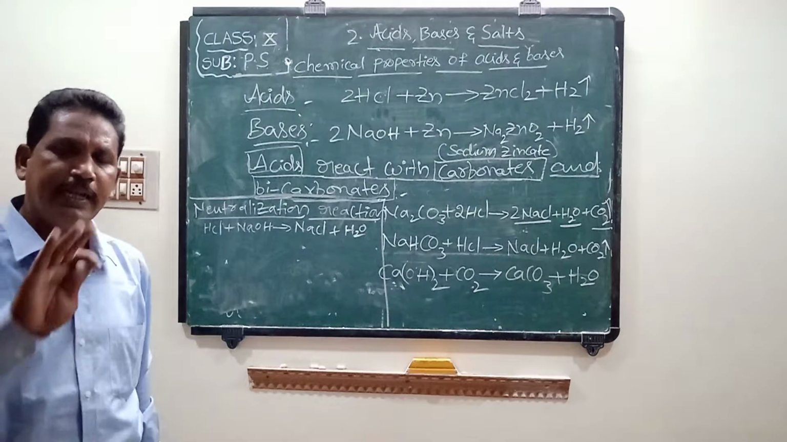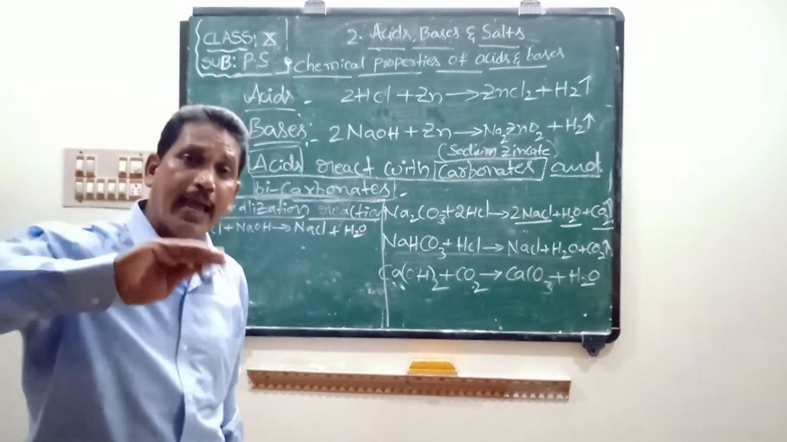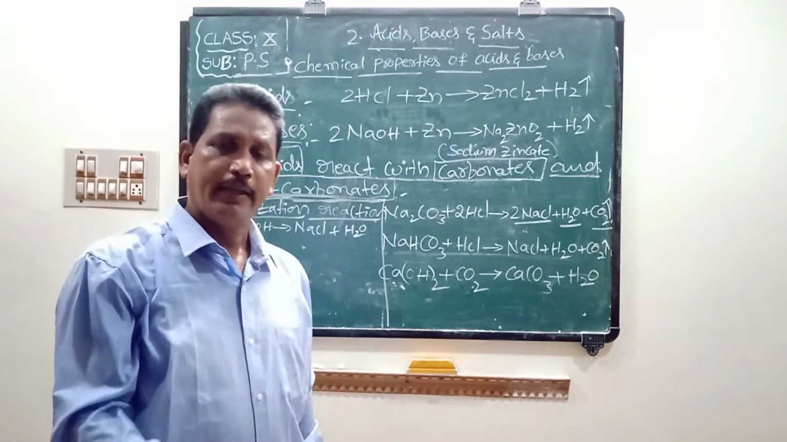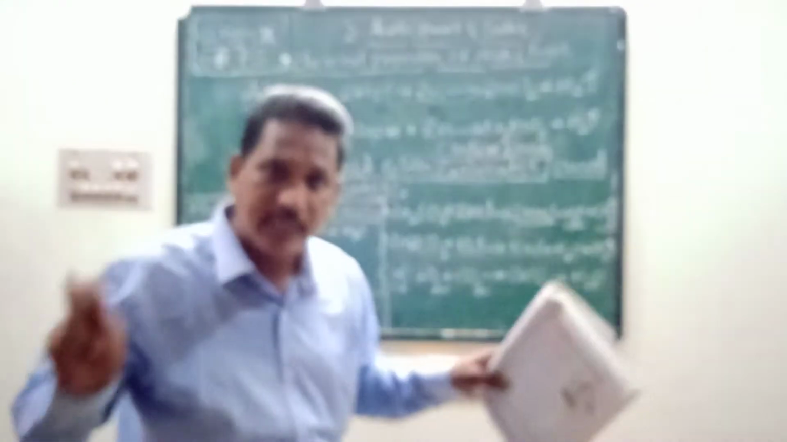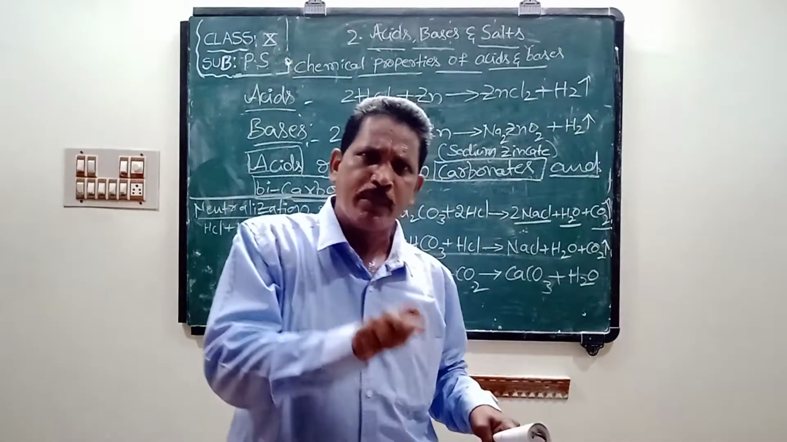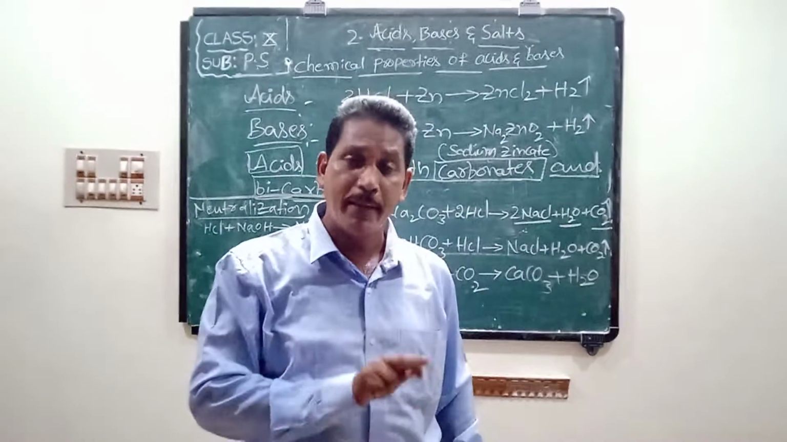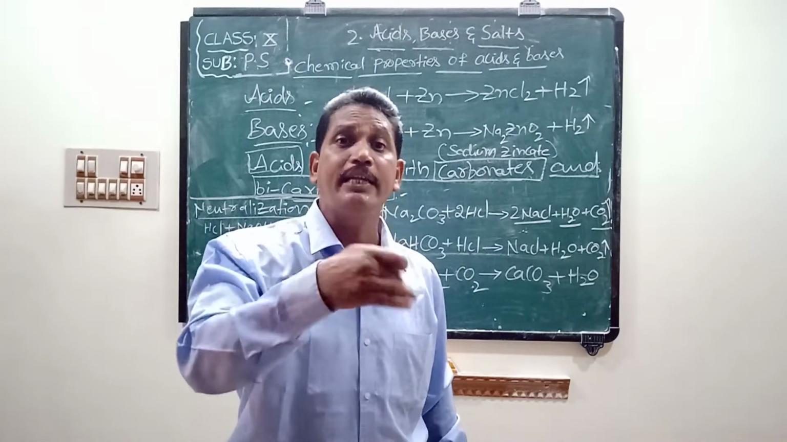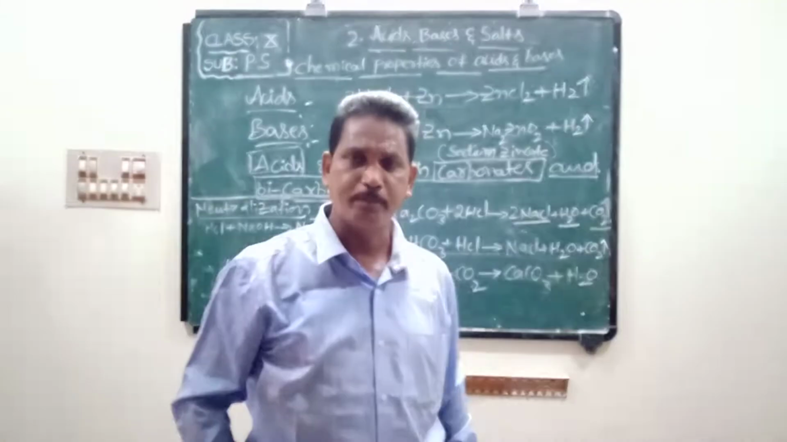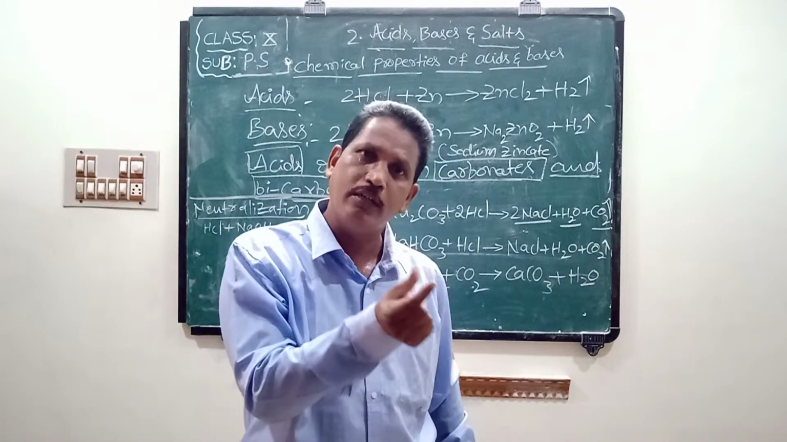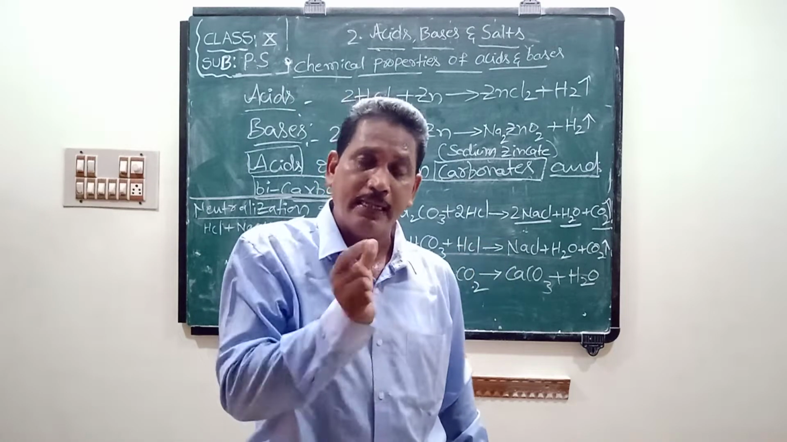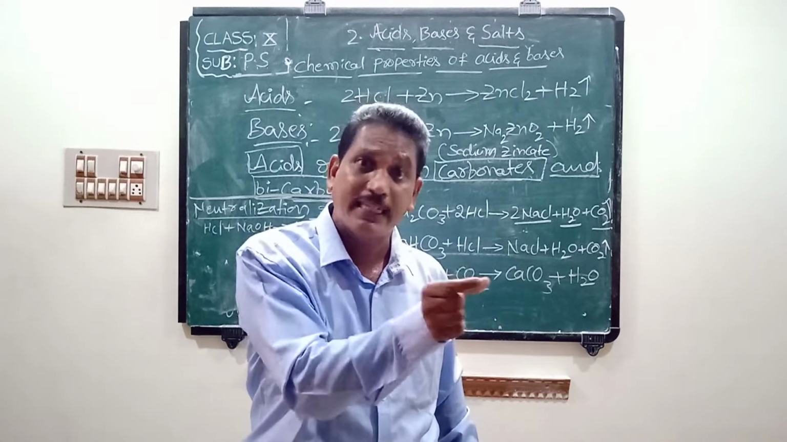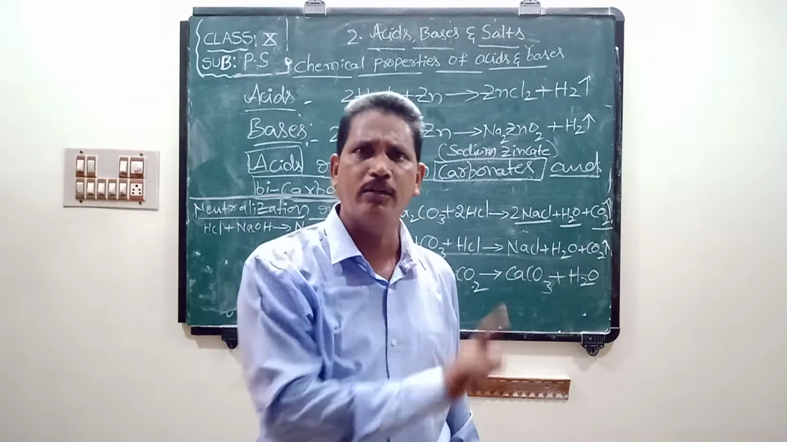Acid reacts with metal oxide to form salt and water, because this metal oxide is basic in nature. Acid reacts with base to form salt and water. Acid reacts with metal oxide; this metal oxide is basic in nature, so it forms salt and water.